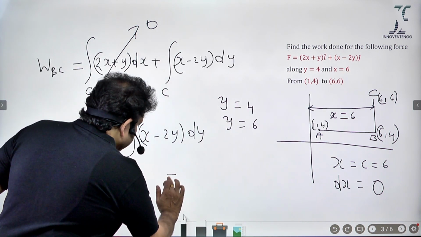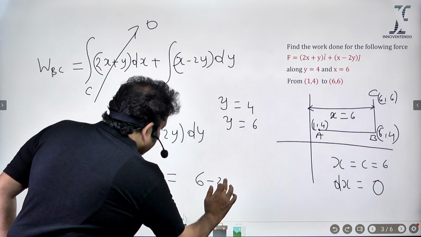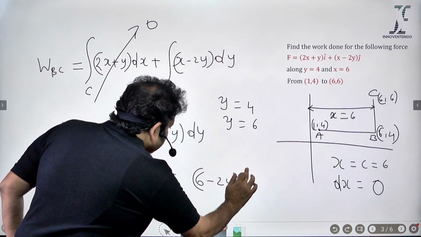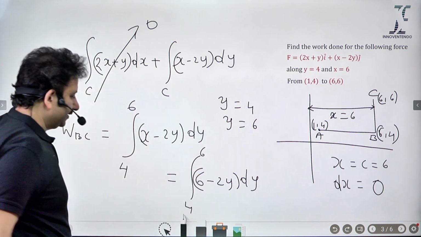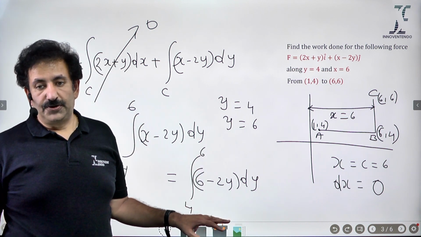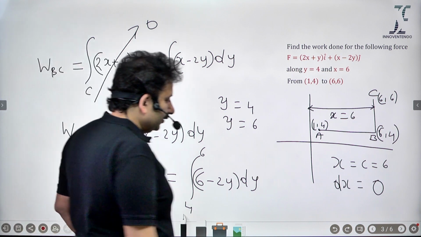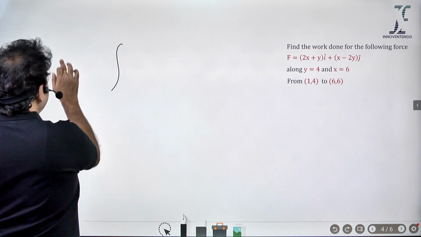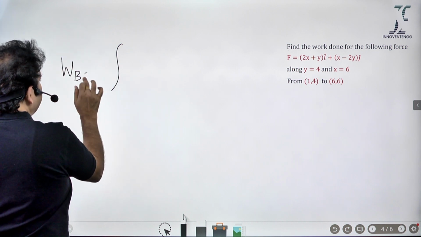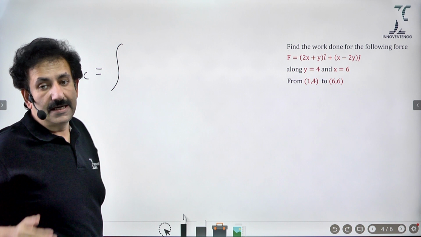So therefore, this integral finally becomes 6 minus 2y, and you are integrating with respect to y, from 4 to 6. And this is what would give you the work done, right? So therefore, what exactly will you get? So the work done along the path BC, that is, I'm talking about parallel to y-axis.